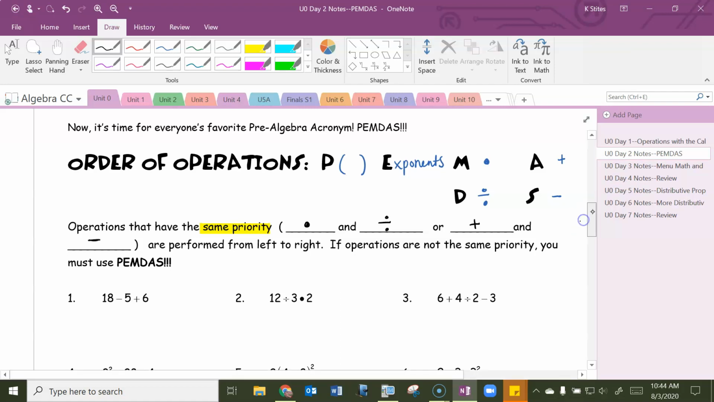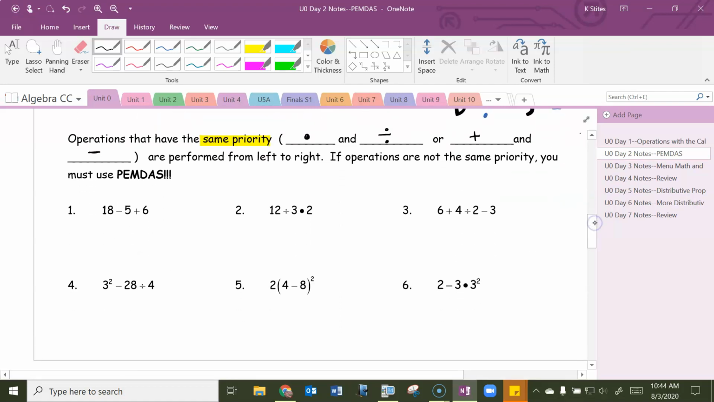All right, so let me show you here. Number 1, you just have addition and subtraction. These are the same priority, so you will move left to right. 18 minus 5 is 13, and 13 plus 6 is 19. Same with number 2. It's just multiplication and division. Those are the same priority, so we will move left to right. 12 divided by 3 is 4. 4 times 2 is 8.